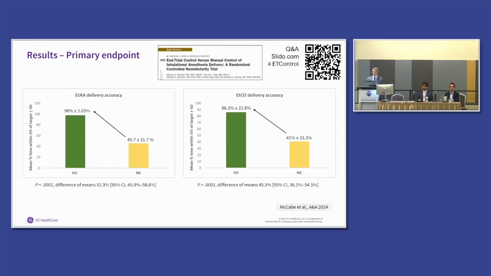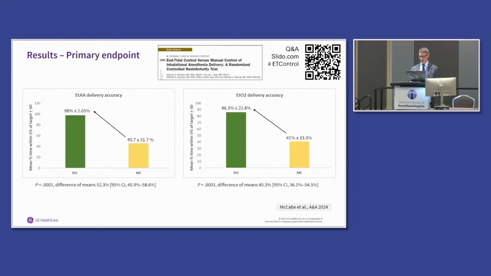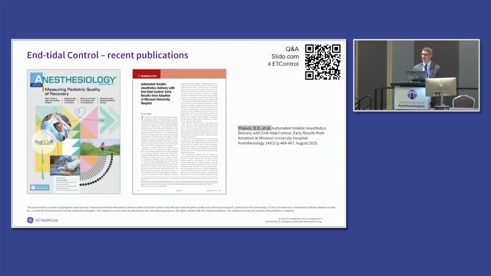This bar indicates the mean percent of time that the end tidal anesthetic was within 5% of target. We can see on that left figure that end tidal control was within 5% of target 98% of the time, compared to a manual administration where anesthetics can drift up and down over time based upon changes in gas flows, uptake in various compartments. That's something we've all experienced. Oxygen delivery accuracy, similar results there, mean percent of the time within 5% of the targets, and you can see that end tidal control is higher there than the manual practice.